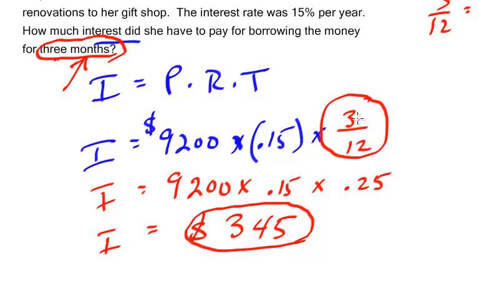Convert it to a decimal by taking 3 divided by 12. That's what we're doing. Top to bottom, 3 over 12. This theme keeps happening.